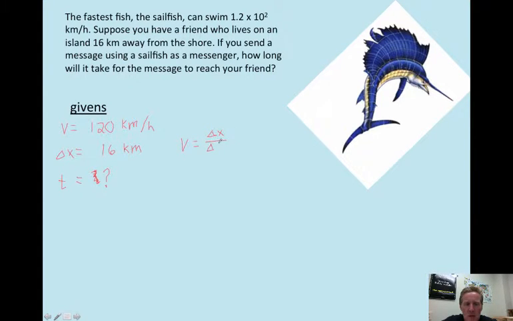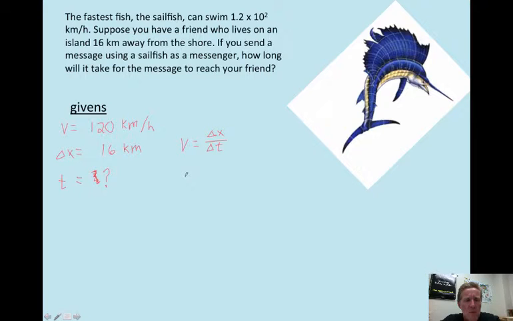over change in time. Now, to be honest with you, since there weren't any directions given here as far as right, left, north, south, anything like that, we could use the average speed formula as well. I seriously doubt a sailfish is going to swim in a perfectly straight line. So anyway, you could do this a couple ways. You could rearrange for what you're trying to find. So we're trying to find change in time. So we could do that, or we could just plug numbers in where they go.